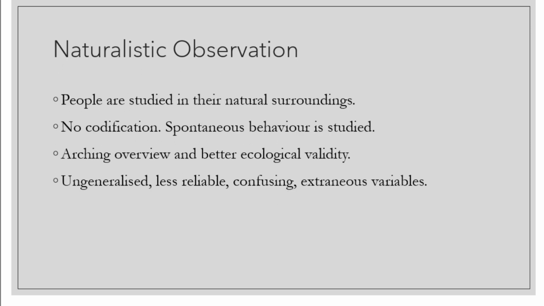Naturalistic observation is the complete opposite of controlled observation. People are being studied in their natural environment and sometimes in participant observation, the researcher becomes a part of the group which is being studied in order to understand the interactions between subjects in a better manner. Of course, since this method evaluates spontaneous behavior, codification of behavior is not possible. On top of that, it has more ecological validity because we are studying subjects in their natural environment. It helps us understand the multiple factors which will influence a person's behavior in a natural setting.